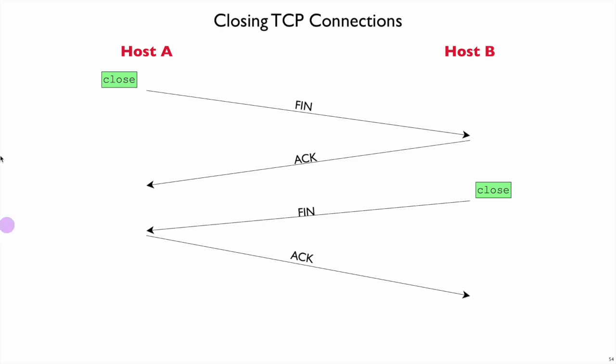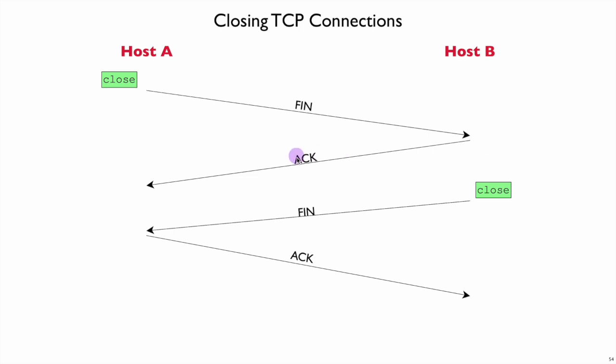Let's suppose that host A is first to decide that it's done talking. So it sends a close message to host B, and that takes the form of the TCP packet that has the FIN bit set. Remember, FIN was one of those flags that's in the TCP header. So a packet with that bit set is a notification to host B that host A is done talking.